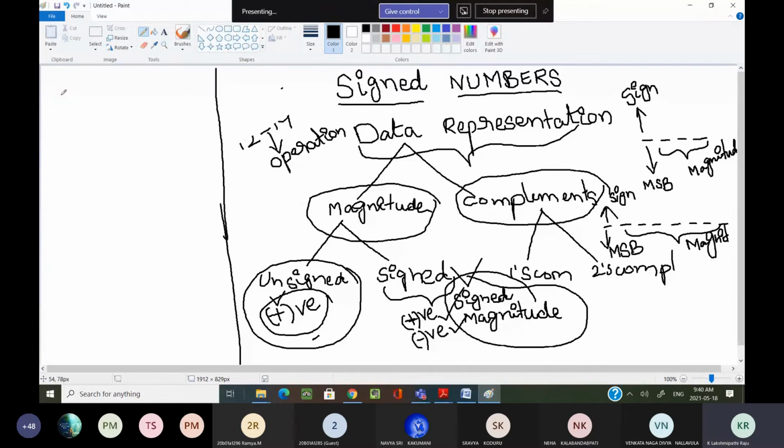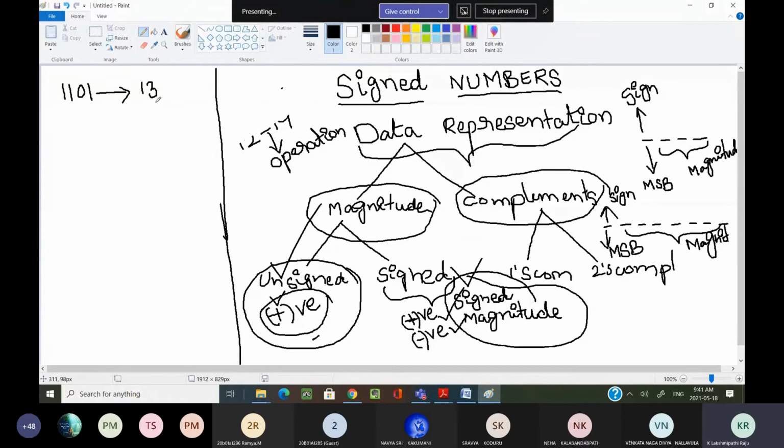Now coming to the unsigned, the first part. Here, what is this number? 101. If it is an unsigned number, tell me what is this number? 13. Plus 13 only. Positive numbers only.